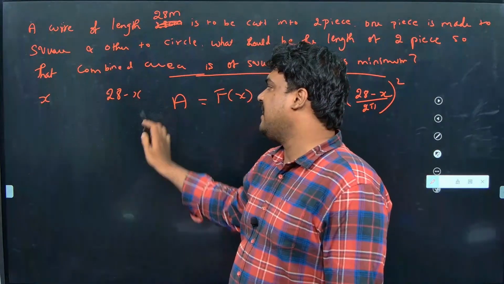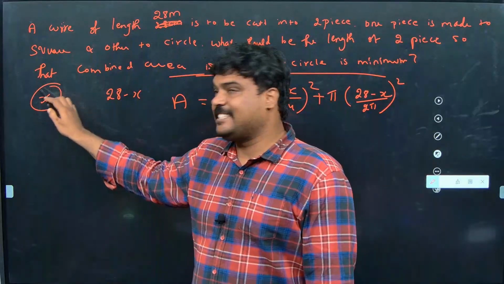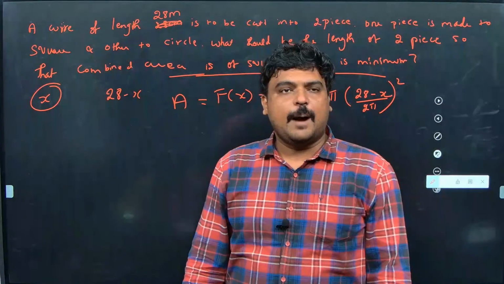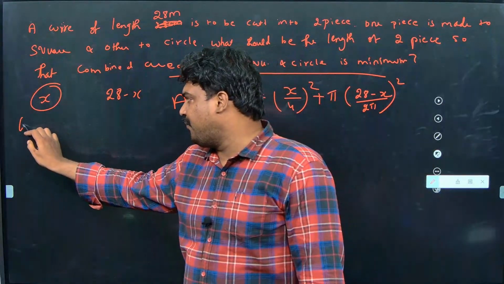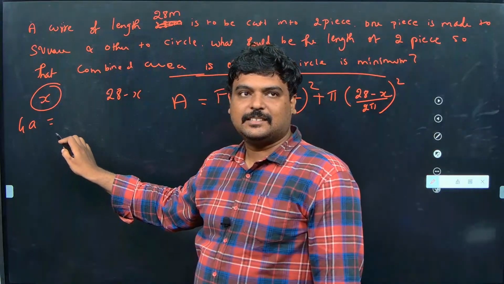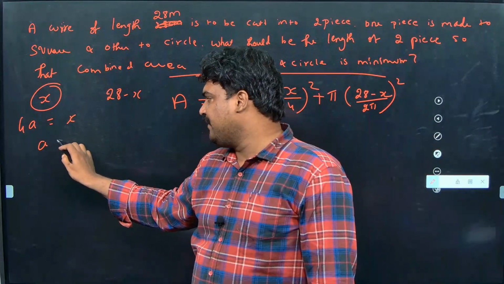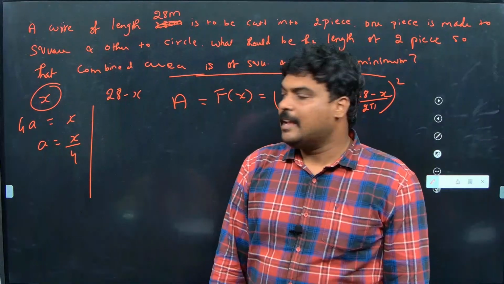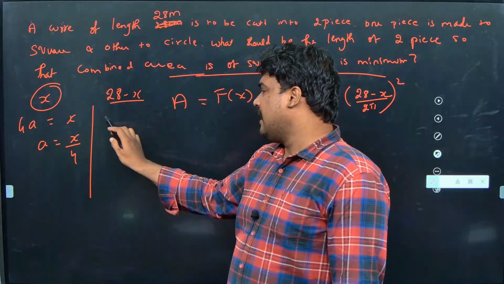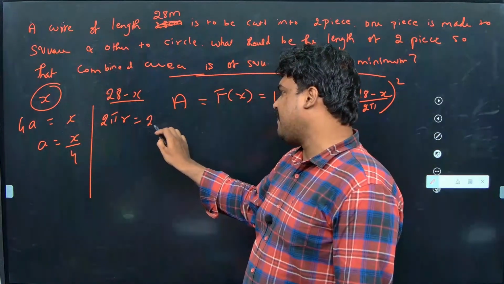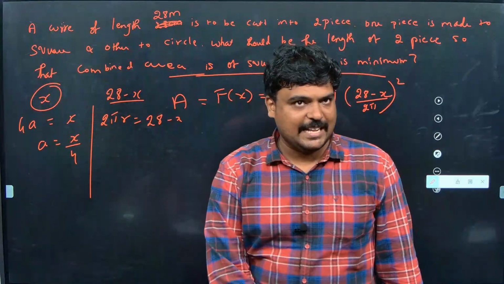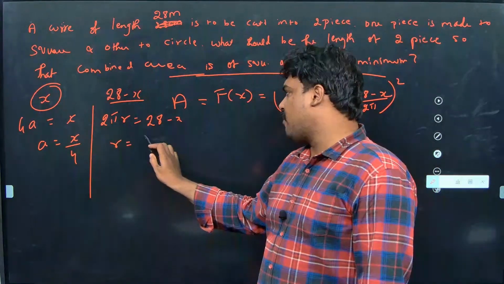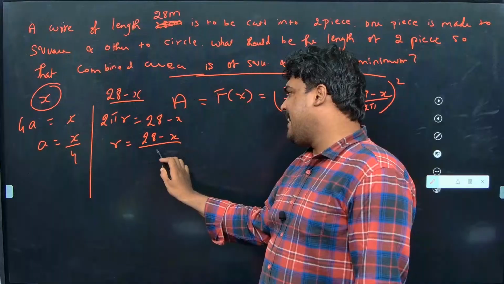அப்போ ஒரு பார்ட் x, இன்னொரு பார்ட் 28 minus x. இப்போ இந்த x பார்ட்டை வச்சு நான் ஸ்கொயர் பண்ணுறேன். அப்போது என்னோட பெரிமீட்டர் ஆஃப் த ஸ்கொயர் 4a, கரெக்டா? will be equal to x. அப்போ side of the square x by 4னு வந்துருமா? அதே மாதிரி ரேடியஸ், இது பெரிமீட்டர். அப்போ 2 pi r is equal to 28 minus x. ஏன்னா மிச்சம் இருக்கிற பார்ட்டில் நான் சர்க்கிள் தான் பண்ண போகிறேன். அப்போ r will be equal to 28 minus x by 2 pi.